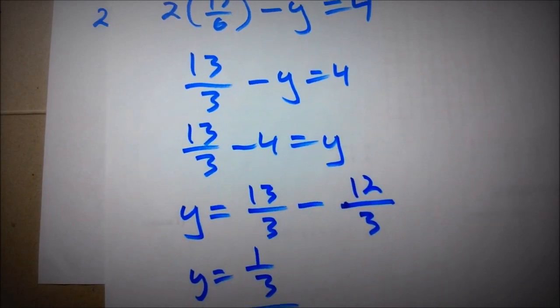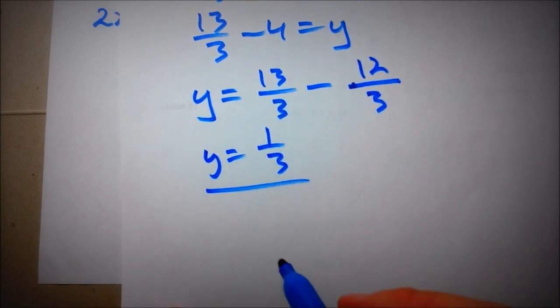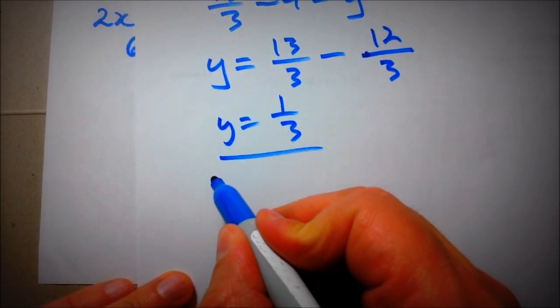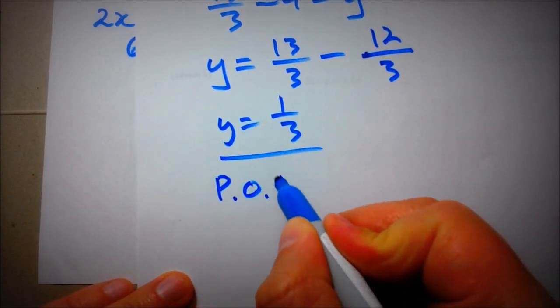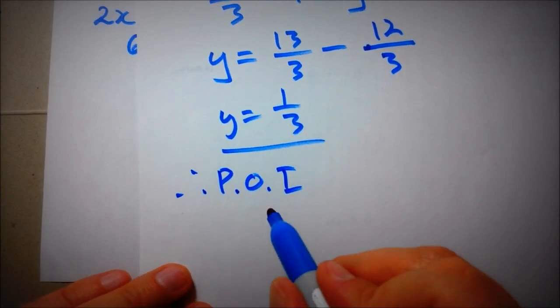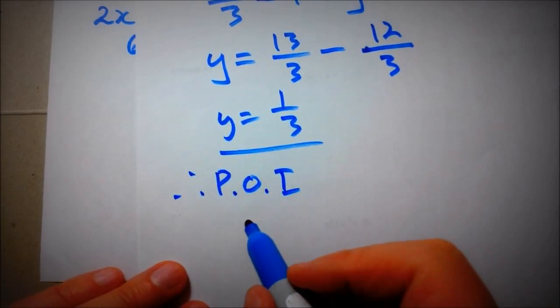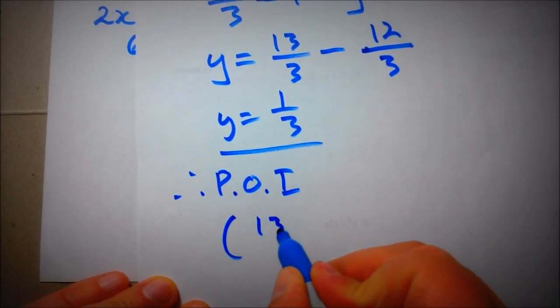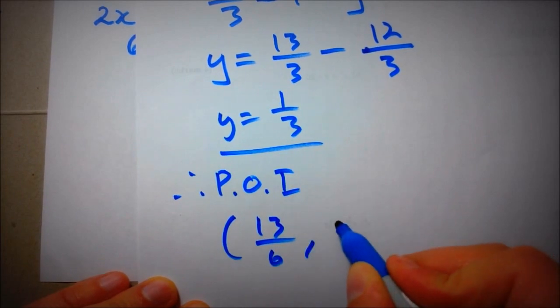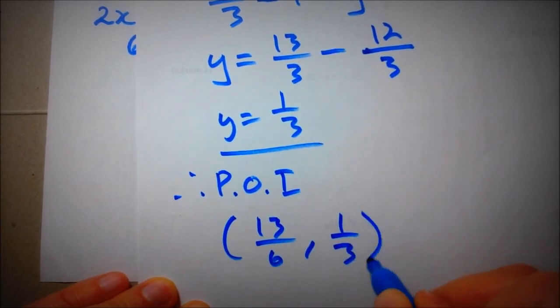So that's our next coordinate. That means the point of intersection between these two lines is 13 over 6, which was our x coordinate, comma 1 over 3.